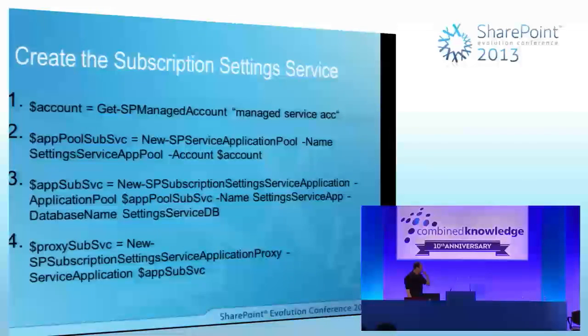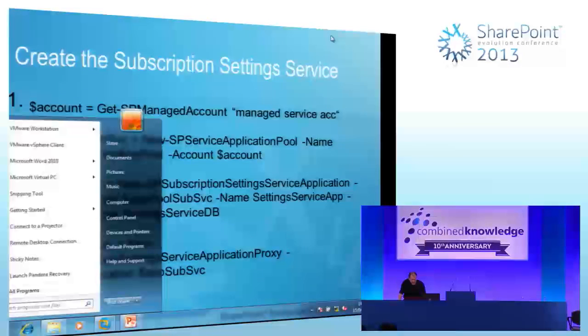Next one. Create the subscription settings service. So this is exactly the same as we had in 2010. So if you got a PowerShell script for this in 2010, you can just rinse and repeat. First thing is, obviously, you need to have a managed account for it. Then we need to create the application pool. Then we need to create the service, and then we create the proxy. Same process as previously done for 2010. Now, even if you're not using multi-tenancy, you must do this.